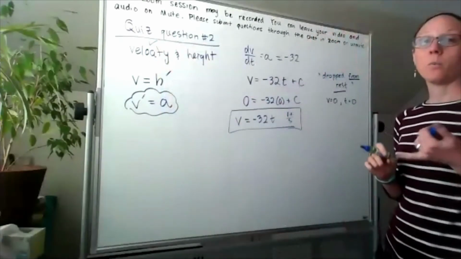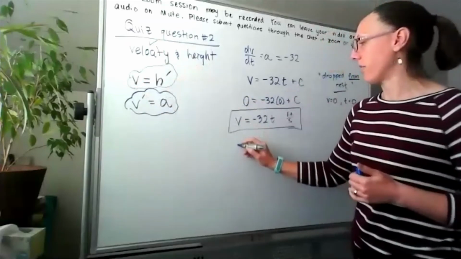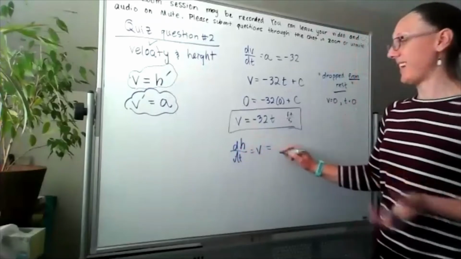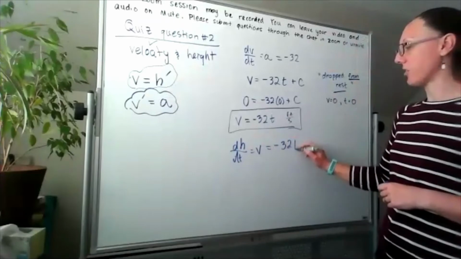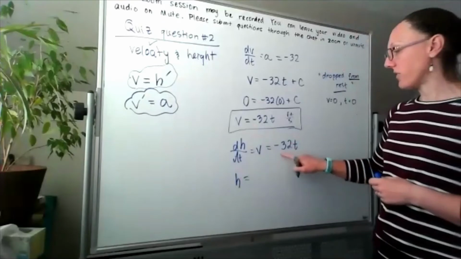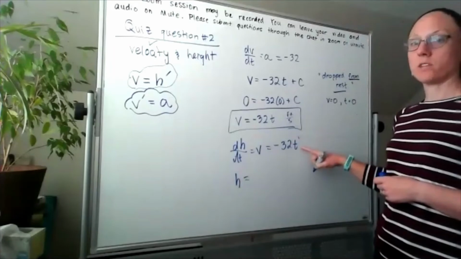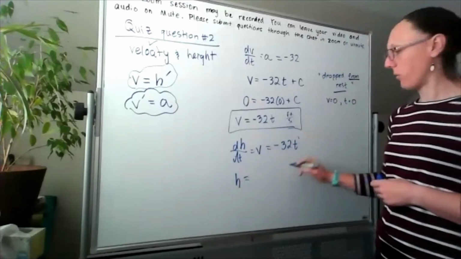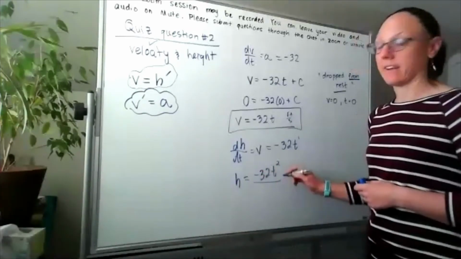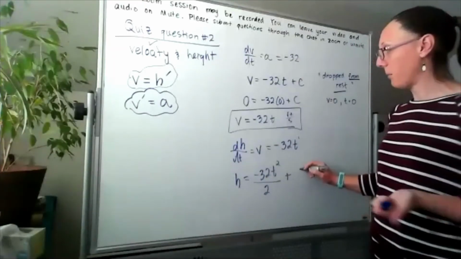Now the next part, we were also asked to find the height. So using this relationship that the derivative of our height function is equal to the velocity, and now we know our velocity function is negative 32t. To get our height, we're taking an antiderivative. So if this is negative 32t, there's an invisible exponent of 1. So using our derivative rules, I'm going to add 1 to the exponent, and then divide by the new exponent. And then once again, we need to remember to add that plus a constant.